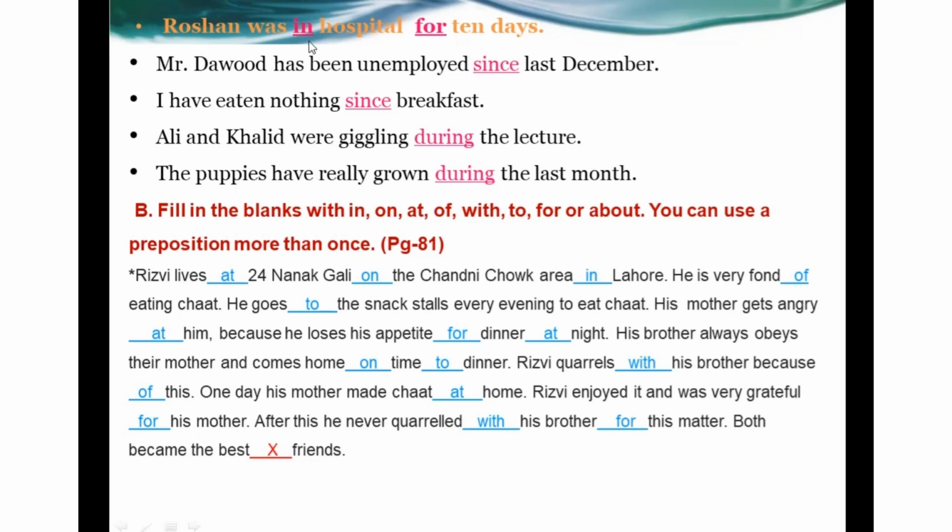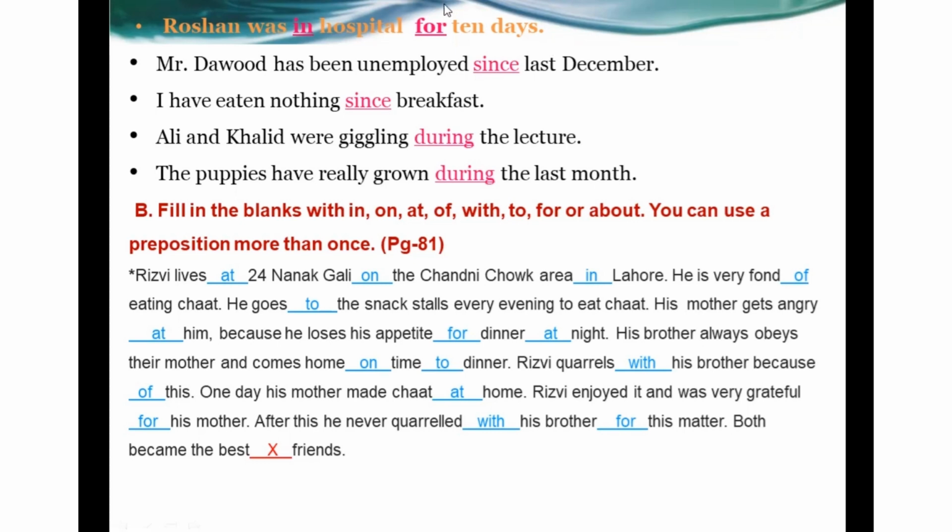Roshan was in hospital for 10 days. Students, now you see 10 days, an exact number is given. For how many days? For 10. That is why we are using for here. Students, we are not using since here. Now let's see the next example.